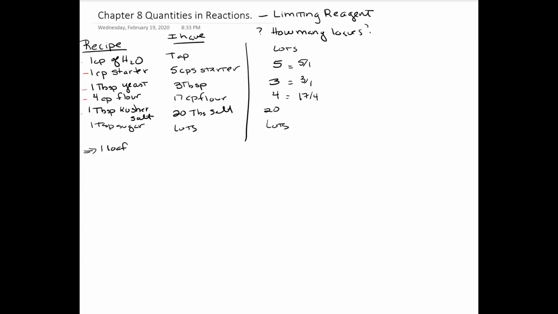So what we do is we essentially figure out how many loaves of bread we can get from each of our ingredients or our reagents, and the one that gives us the least, that limits how many loaves of bread. So in this case, the yeast only allows us to make 3 loaves of bread. That is our limiting reagent. Everything else, when we make our 3 loaves of bread, will be in excess.